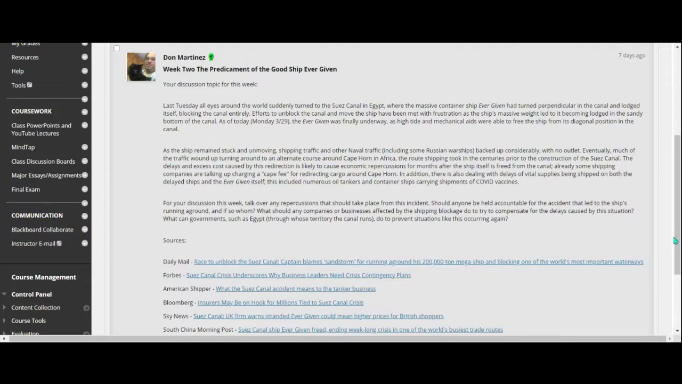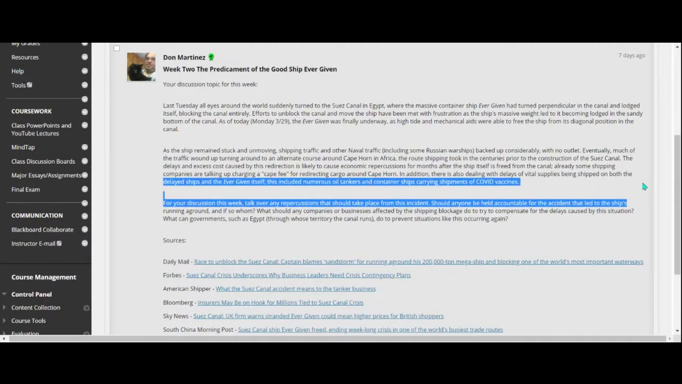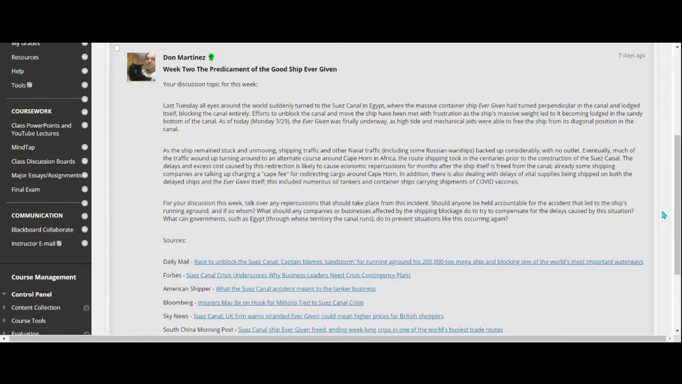As the ship remained stuck and unmoving, shipping traffic and other naval traffic, including some Russian warships, backed up considerably with no outlet. Eventually, much of the traffic wound up turning around to an alternate course around Cape Horn in Africa, the route shipping took in the centuries prior to the construction of the Suez Canal. The delays and excess costs caused by this redirection are likely to cause economic repercussions for months after the ship itself is freed from the canal. Already, some shipping companies are talking up charging a Cape fee for redirecting cargo around Cape Horn. In addition, there is also dealing with delays of vital supplies being shipped on both delayed ships and the Ever Given itself. This included numerous oil tankers and container ships carrying shipments of COVID vaccines.